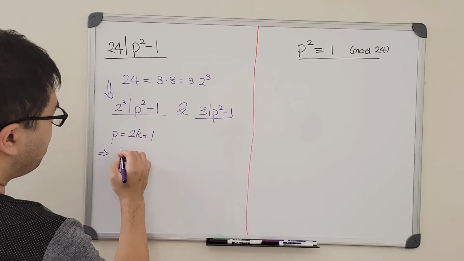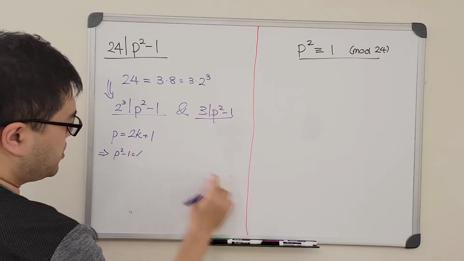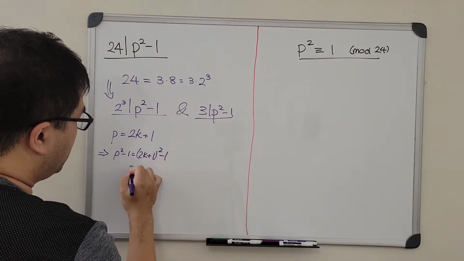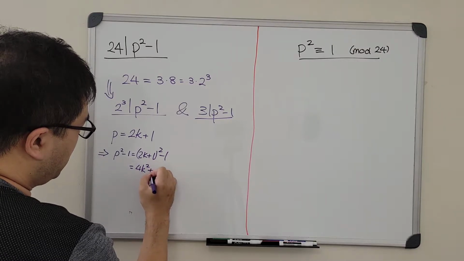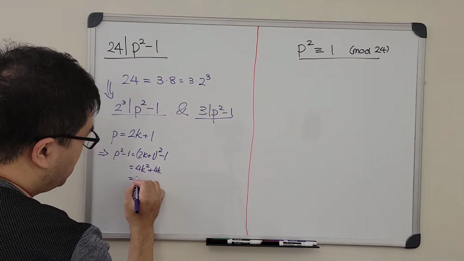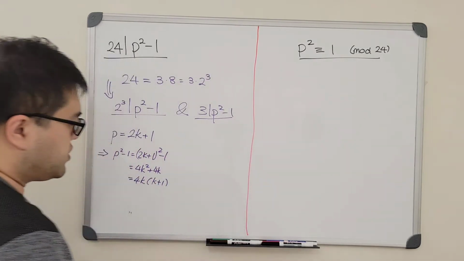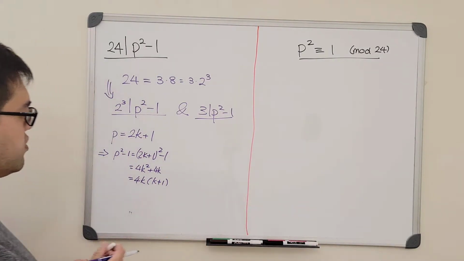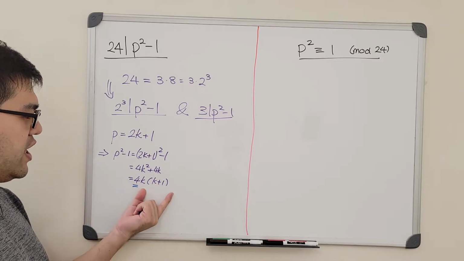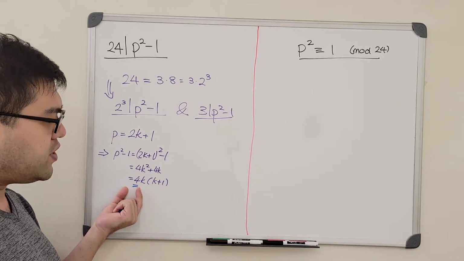We actually get that p squared minus 1 is now equal to the quantity 2k plus 1 squared minus 1, which is 4k squared plus 4k plus 1 and then minus 1, and the 1s cancel out. So we can now factor out the 4 and the k, giving us 4k times the quantity k plus 1. So in this case, we know that p squared minus 1 must be a multiple of 4, as k times k plus 1 is of course an integer. So we have 4 times some integer, meaning that it has to be a multiple of 4 by definition.